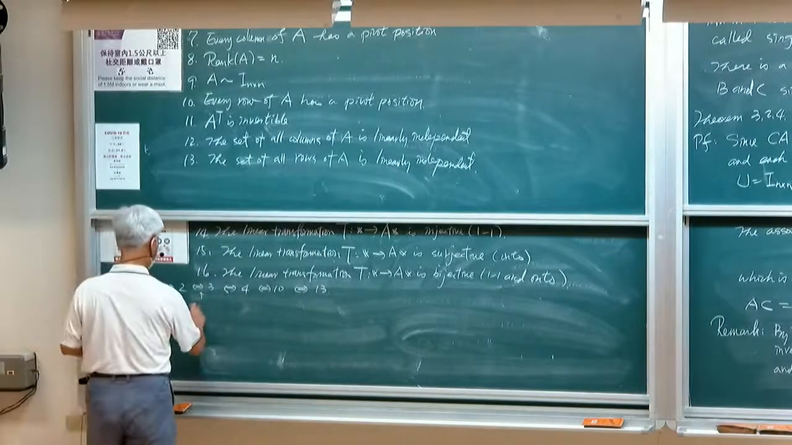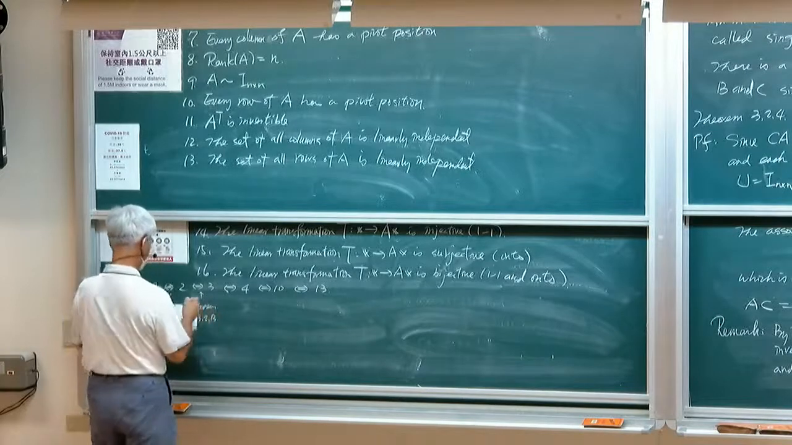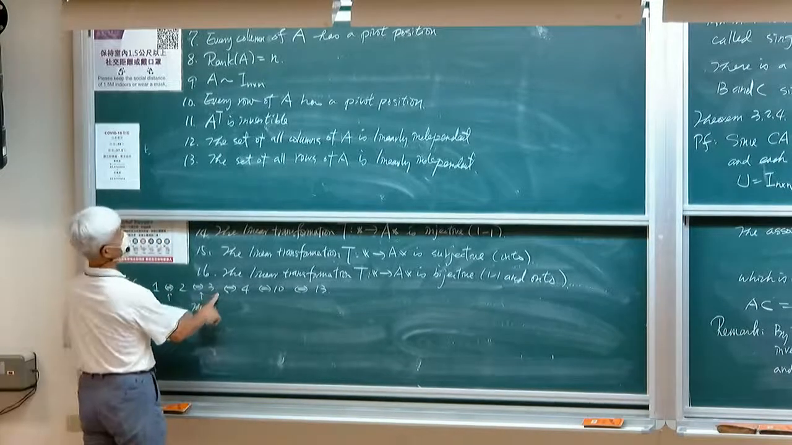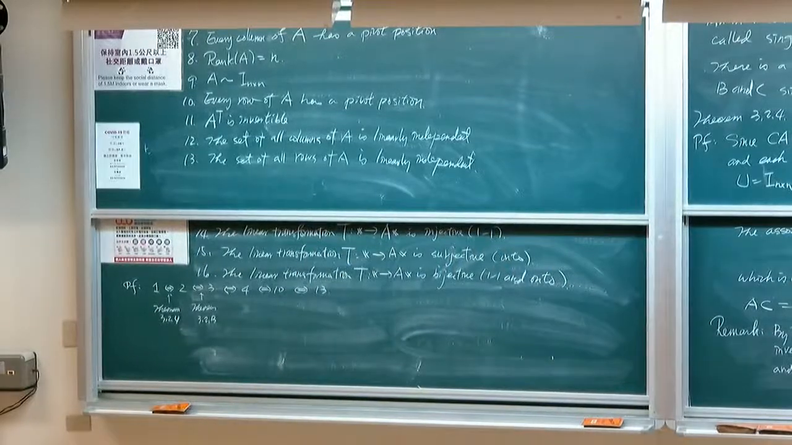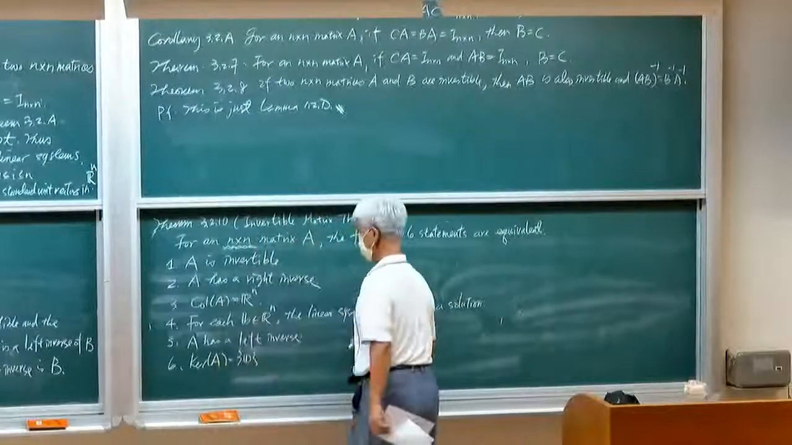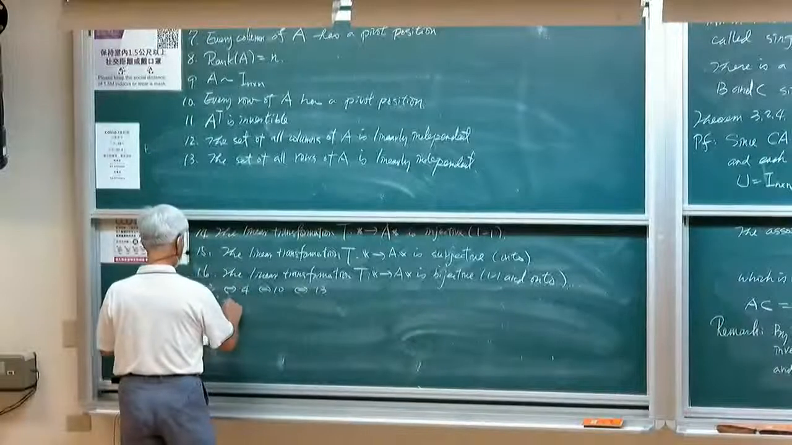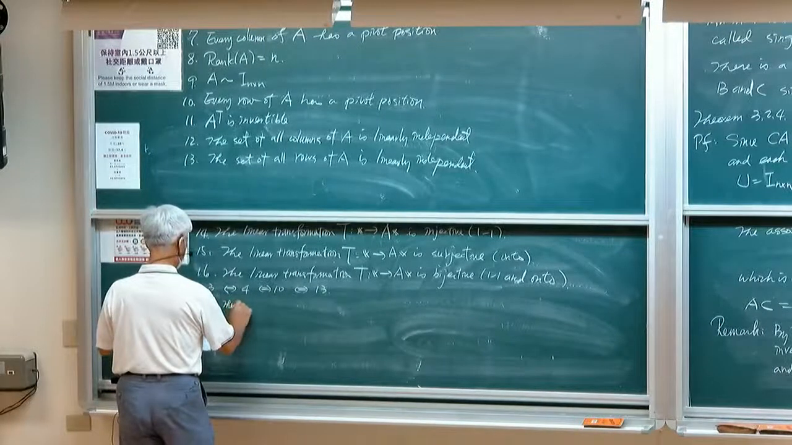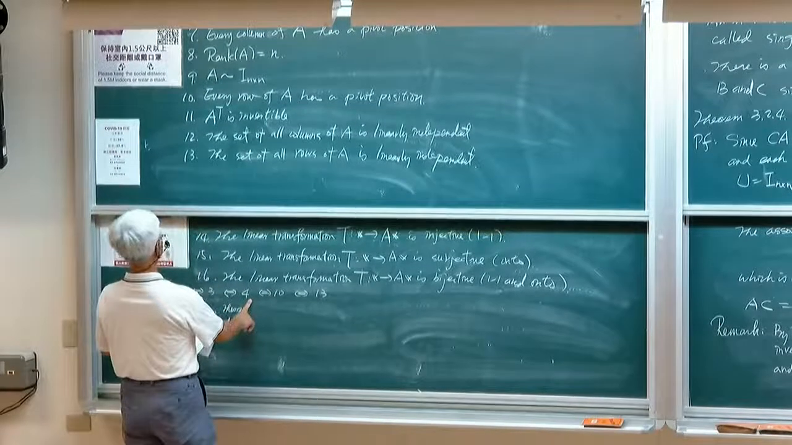This is theorem 3.2.b. And 3 is equivalent to 4. This one, okay, and this can be seen in a theorem in chapter 1, which is theorem 1.2.3. And 4 is equivalent to 10.